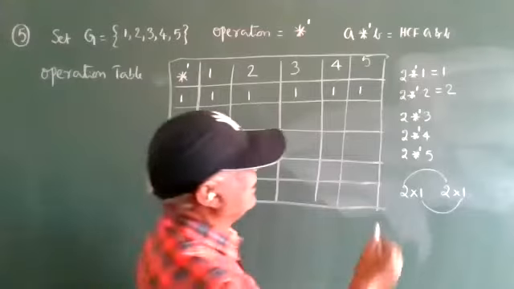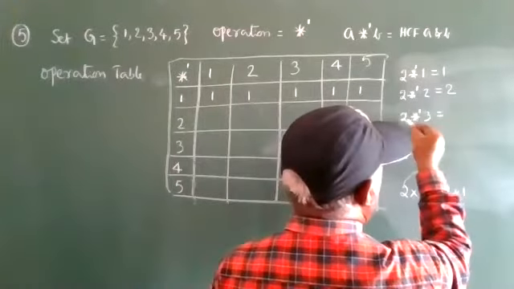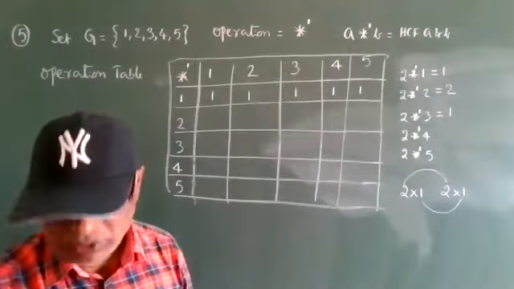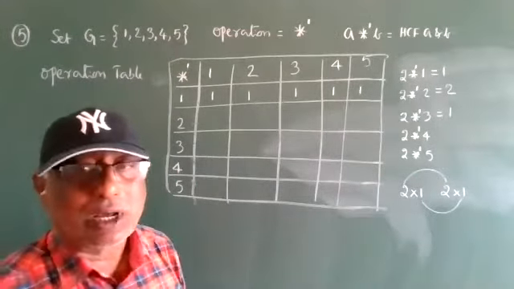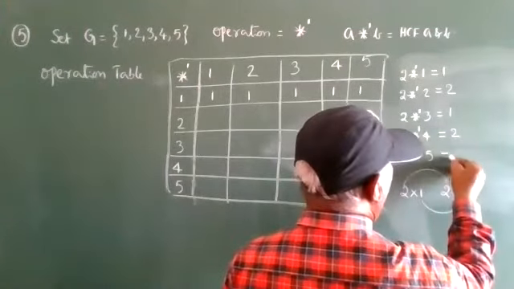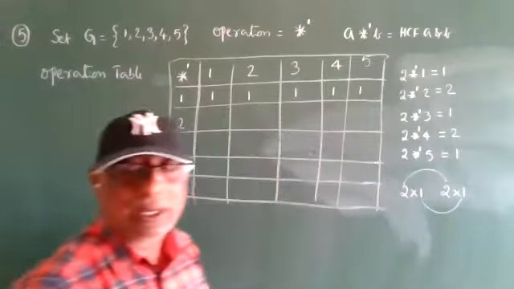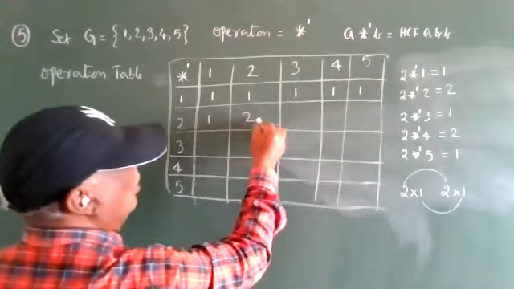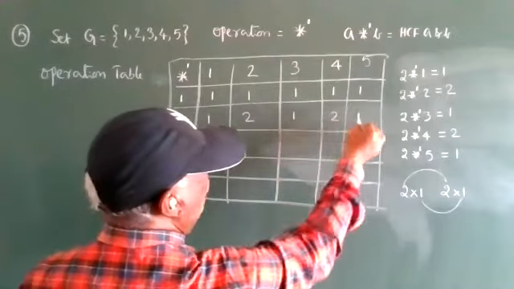Okay, right? 2 star 3: 2 into 1, 3 into 1. 1 is the common factor. 2 star 4: the common factor is 2. 2 star 5: 1 is the common factor. Now write down 1, 2, 1, 2, 1.